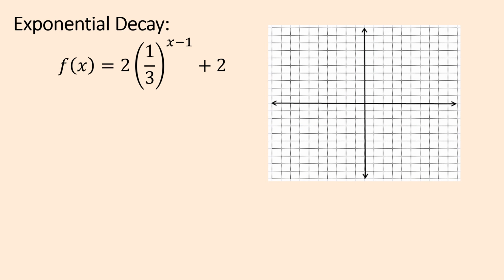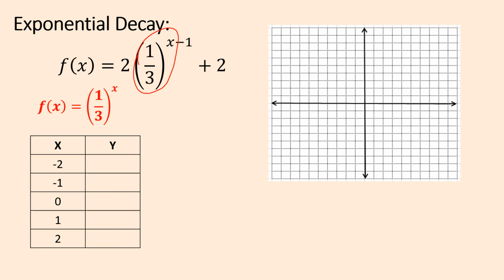So this last one, we're going to do the same way, but it's going to look a little different. First step, figure out what's the parent function. Parent function is whatever this exponent x is attached to, which is 1/3 to the x power. That's our parent function. We're going to graph that first. Let's fill out our table, negative 2 to 2 for the x's.